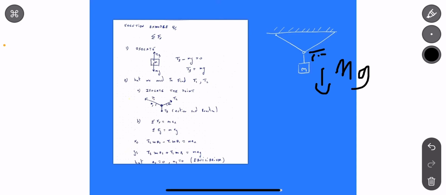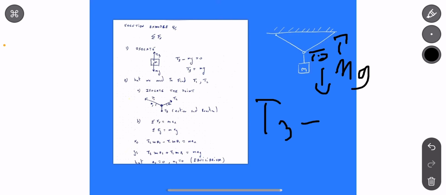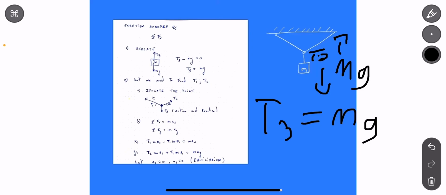We're going to name it T3, or normal force, however you want to name it, and it's going up in the opposite direction. And since the sum of forces is zero, these will essentially equal each other. So T3 is equal to mg. There's an equal amount of forces. The mass isn't moving down or up. It's staying suspended in the air.